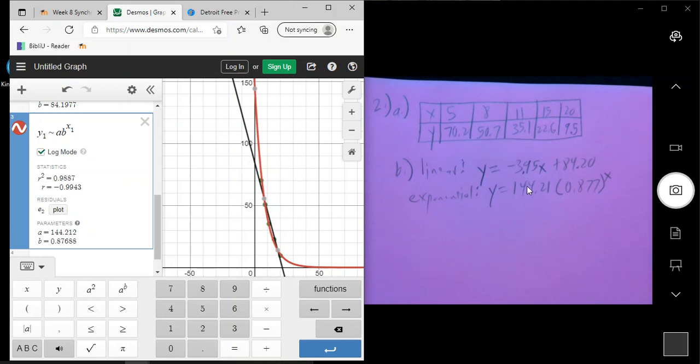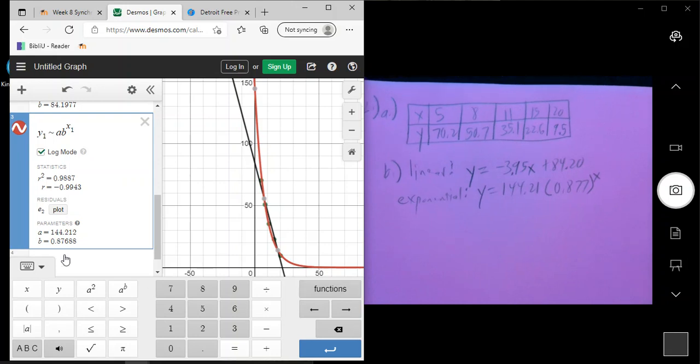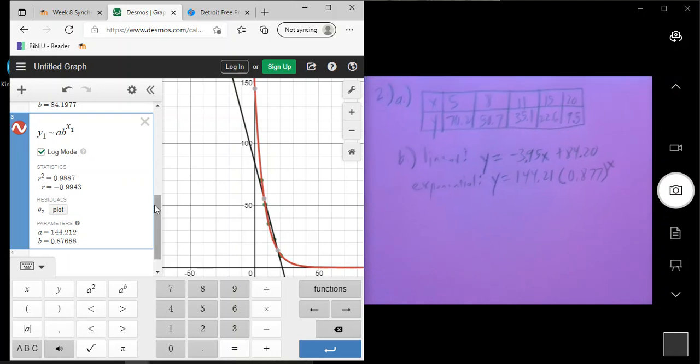So it'll be y equals 144.21. And then in parentheses, typically we round the b of the exponential equation, usually to 3 or 4 decimal places, sometimes even 5. But we typically don't round to just 2 decimal places unless indicated. So this is how we get the 0.877 to the x. Now, that is our answer for A and B.